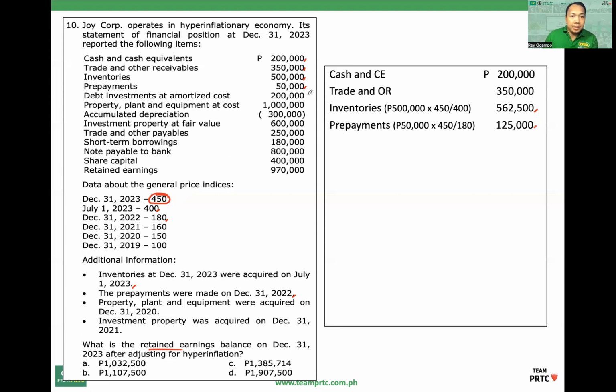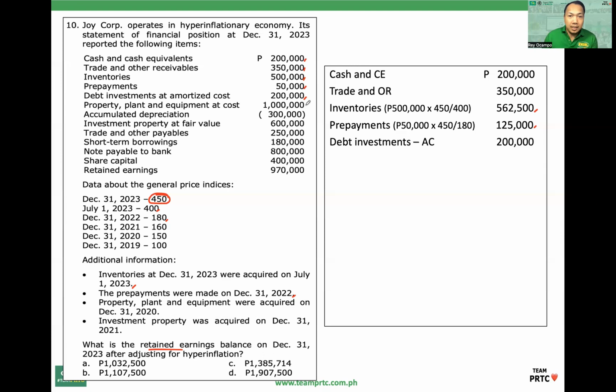Okay, debt investments at amortized cost, monetary. Therefore, not restated. So actually, when it is monetary, the conversion factor is year-end index over year-end index. So, 450 over 450. So effectively, the factor is 1.